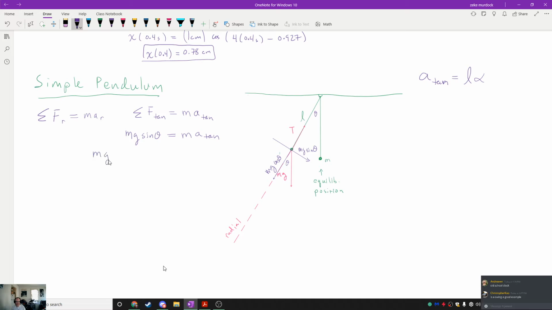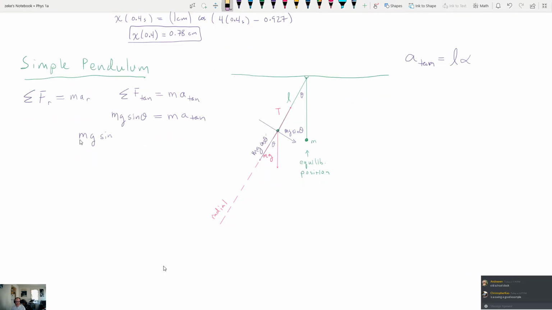So we'll write mg times the sine of theta. Oh, we don't even need to write the m because that's actually gone away now. So m goes away. We just have g sine theta is equal to a tan, right? But as I said over here, the tangential acceleration is L times alpha. Okay. But now we got to start thinking about the sign of what I just wrote down. So we have g sine theta is equal to L times alpha, right?